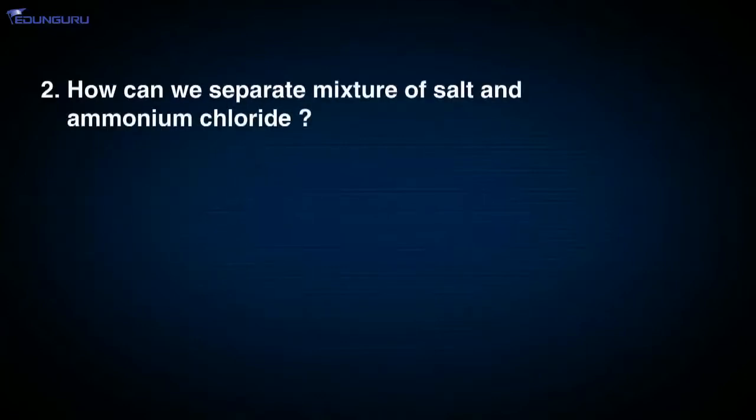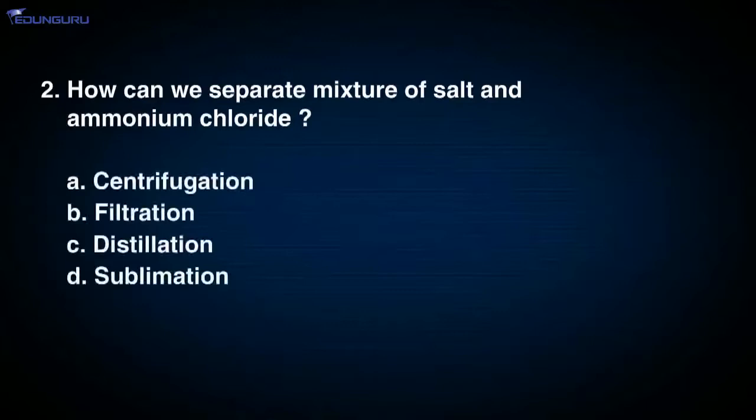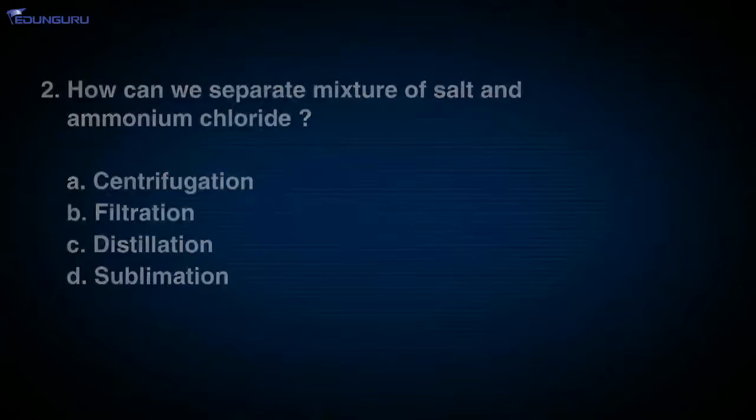Question number 2. How can we separate mixture of salt and ammonium chloride? Option A, centrifugation. Option B, filtration. Option C, distillation. And option D, sublimation.